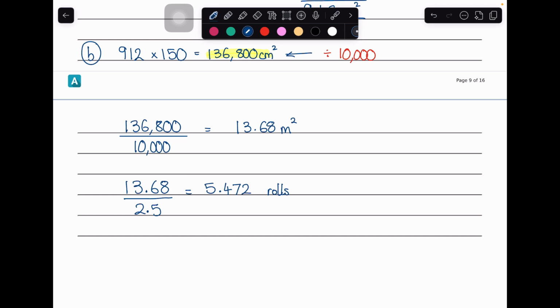Now, we can't buy 5.4 rolls, okay? You can either buy 5 rolls or 6 rolls. However, 5 rolls wouldn't be enough, would it? So, you must buy 6 rolls, okay? And that would be your final answer for that question.